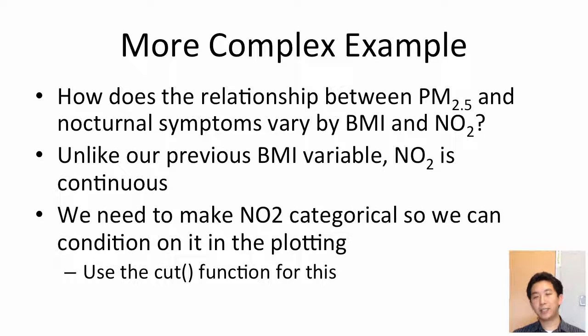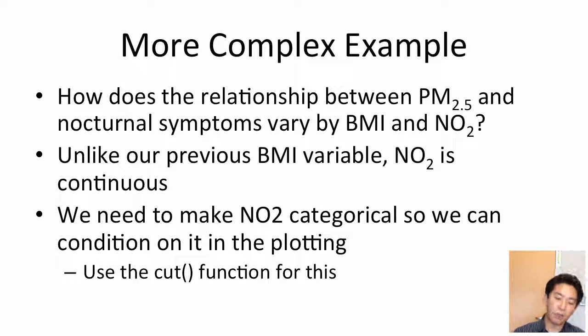So I just want to go over a slightly more complex example of adding pieces to a plot, just so you can get a sense of how the different layers are added on, and then hopefully get you going from there. So here I've made the scientific question just a little bit more complex. I want to know, how does the relationship between PM2.5 and nocturnal symptoms vary by both BMI and nitrogen dioxide, or NO2. And so as NO2 or BMI values change, what does the relationship between PM2.5 and nocturnal symptoms look like?